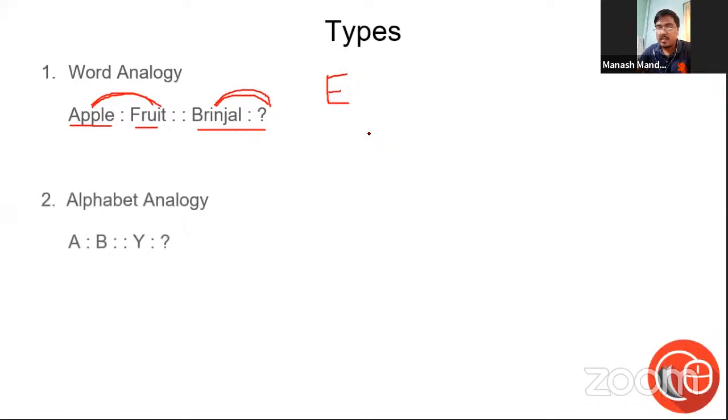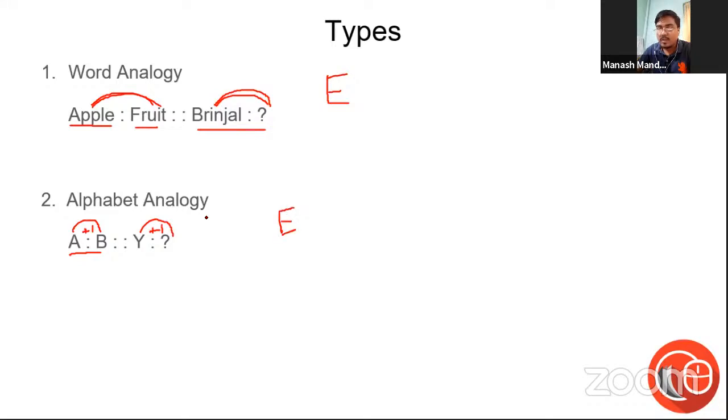Okay, the second one is alphabet analogy. In these there will be certain alphabets given to us. We have to find out the relation between two alphabets, and then with the help of that logic we have to find out the answer. For example, in this case, the alphabets given to us are A and B. If A is B, then what is Y? First of all, we have to find out the relation between A and B. It is A plus 1 is B, and therefore Y plus 1 is Z. Also this is another easy type of question, so this won't be asked in exam.